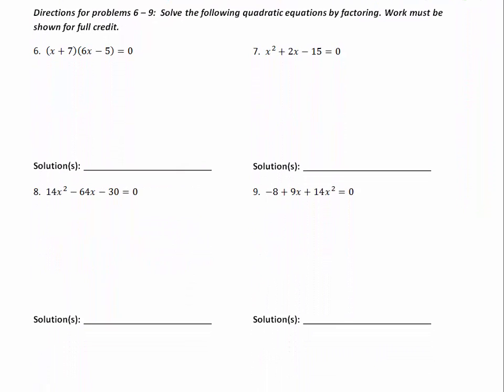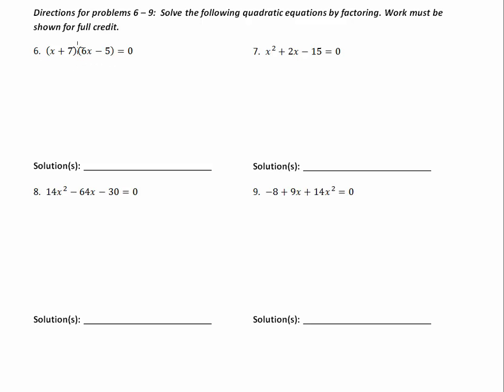All right, let's take a look at questions 6 through 9. It says directions for problems 6 through 9: solve the following quadratic equations by factoring. All right, work must be shown for full credit. So here we go. We get to factor these ones. Oh, look, problem number 6 is already factored for us. So if we recall from problems 1 and 2, when we're solving by factoring, we just want to know, hey, when does this equal 0?